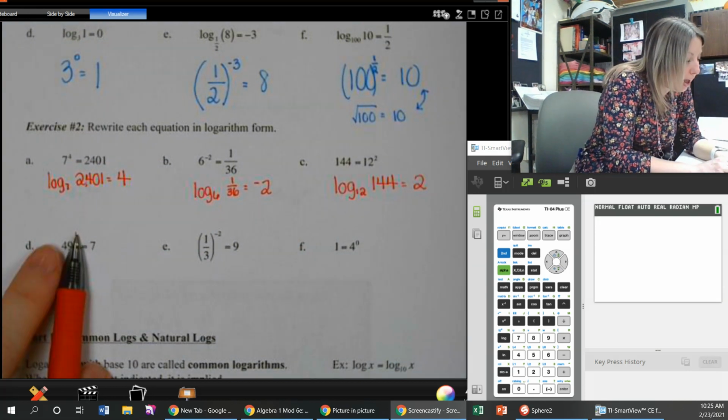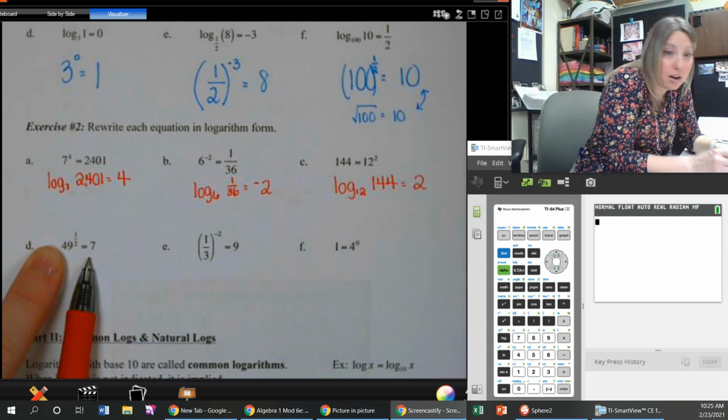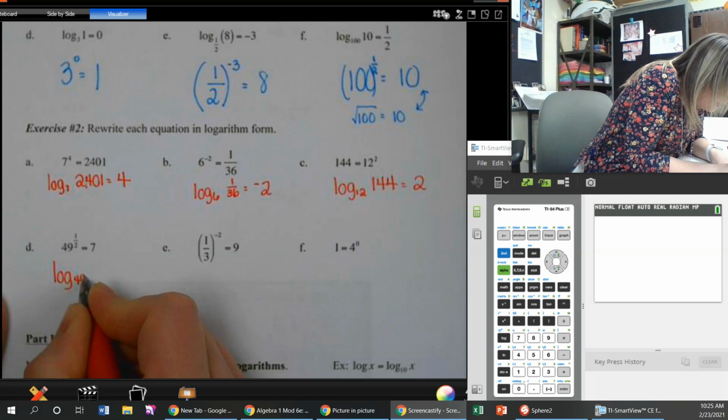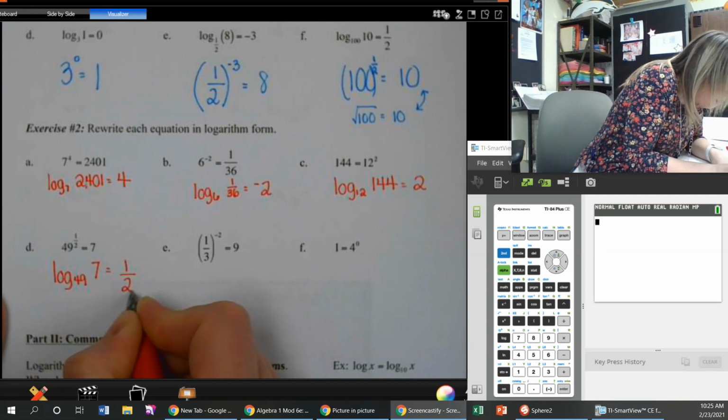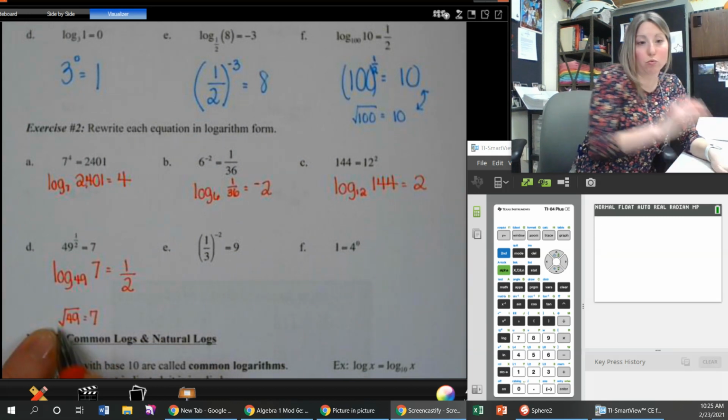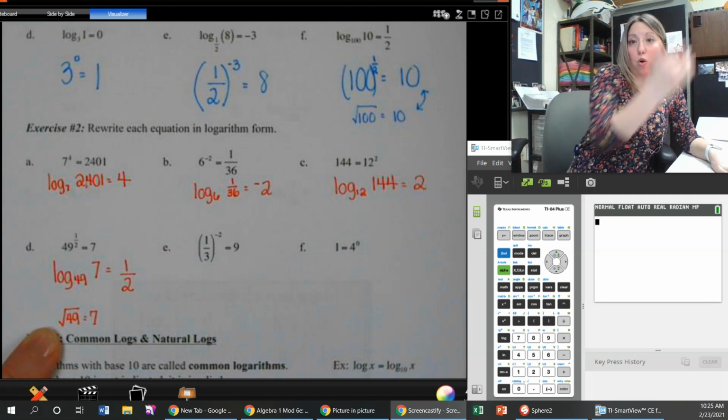49 to the 1/2 power equals 7. Okay, so it's log base 49 of 7 equals 1/2. And again, remember that the square root of 49 equals 7, and a regular square root symbol is just 1/2 as an exponent.